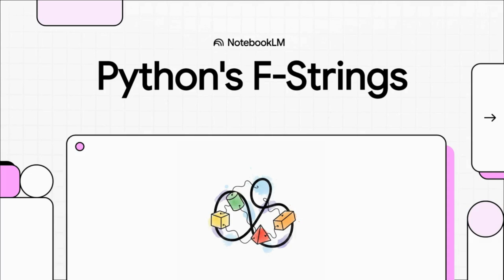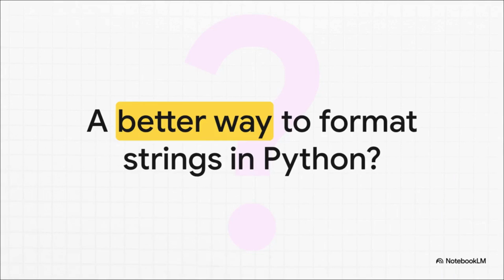Hey everyone, and welcome. Today we're going to dive into one of my absolute favorite Python features for making your code cleaner, more readable, and just, well, better. We're talking about f-strings. So let me ask you a quick question. Are you looking for a better way to format strings in your Python code? If you've ever found yourself wrestling with a bunch of plus signs or the kind of clunky dot format method, then you are definitely in the right place.